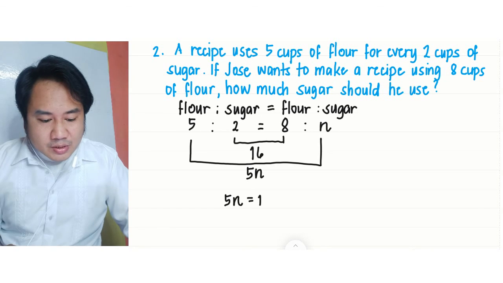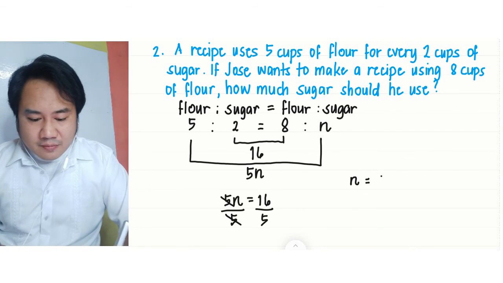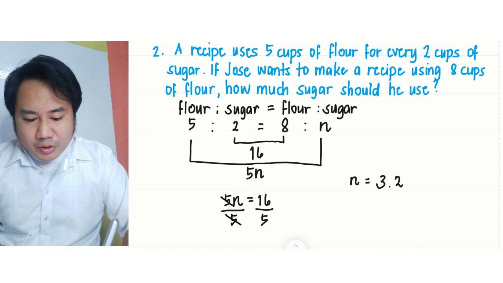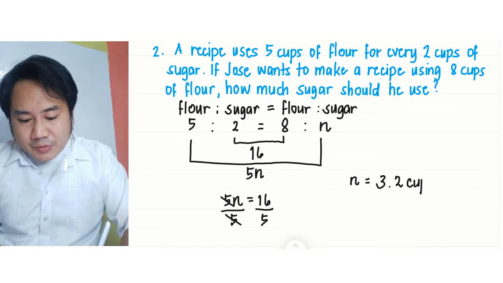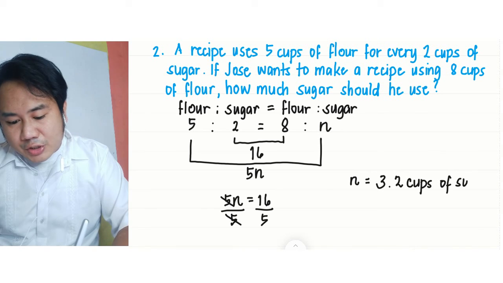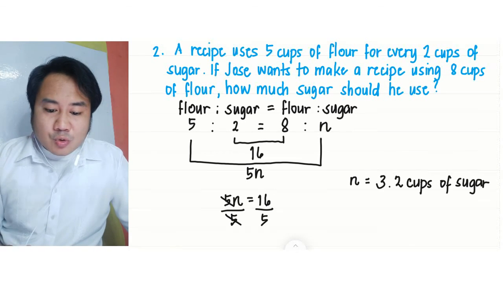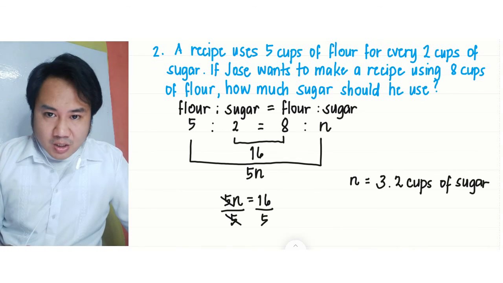5n equals 16. Divide both sides by 5 para makancel natin yung 5, leaving us with n equals 16 divided by 5 equals 3.2, or that is 3.2 cups of sugar. That is the amount of sugar that Jose needs to use kung gagamit siya ng 8 cups of flour.